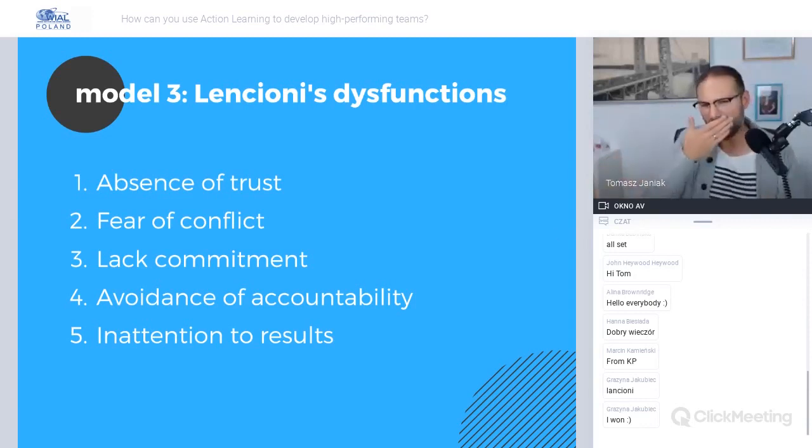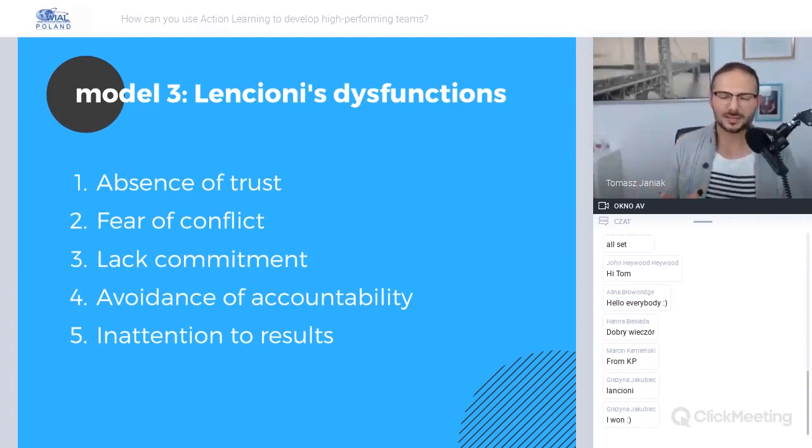And then inattention to results, which means, as Lencioni says, people sometimes fail to monitor the progress. And then in the end, they don't know where they are. They don't know how much time they devoted to some things and what the effects were, and how much time they need to finish them off and when they will achieve what they want to achieve. And then he says also a quite wise thing, as I see it. He says, if you don't monitor results, if you don't care about results, people start caring about other things. And they start caring about themselves too much, like their role, what they gain from their work, how much they can gain from different interpersonal games they enter in the organization, and so on and so forth.